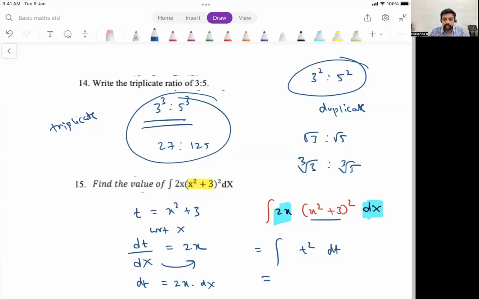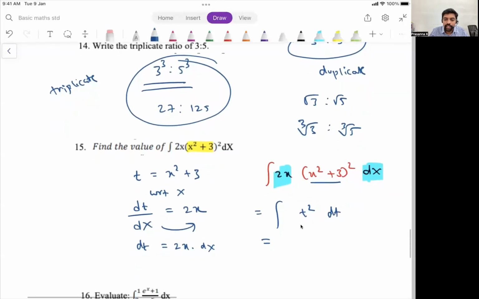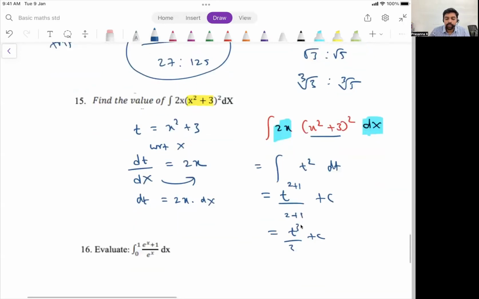So now integrate this, integration of t square. Integration of t to the power n is t to the power n plus 1 divided by n plus 1. You will get t to the power 2 plus 1 divided by 2 plus 1 plus constant. So you will get t power 3 by 3 plus constant. And again in place of t, you have to substitute its value, that is (x square plus 3) whole to the power 3 divided by 3 plus constant.